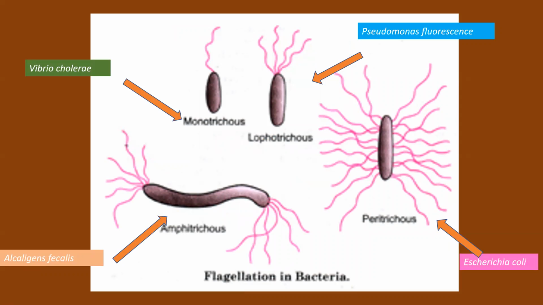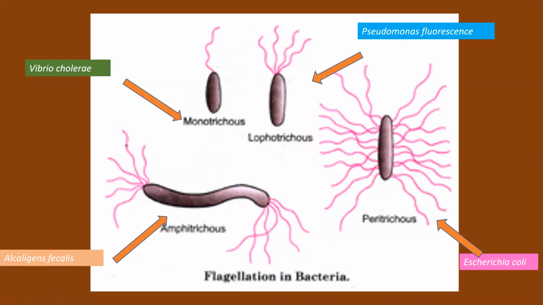On the basis of the location and number of flagella, bacteria can be divided into 4 types. First one is monotrichous. What is monotrichous? Mono means single. That means if a bacterium contains one flagellum on only one side of it, it is called monotrichous. The example is Vibrio cholerae. Here we can see a tuft of flagella present on only one side of the bacteria.